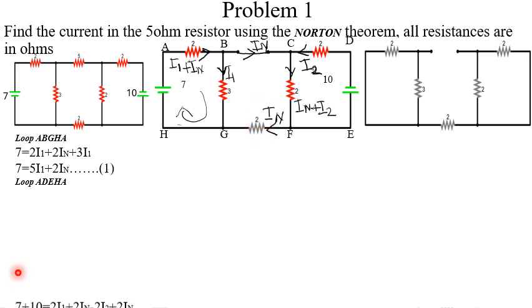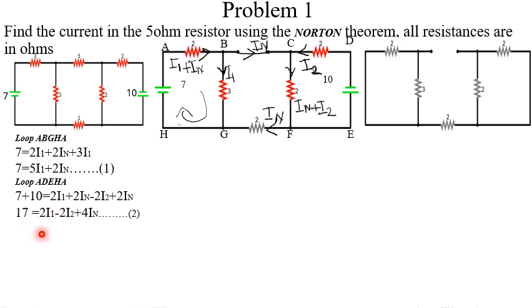So it now becomes 7 plus 10 is equal to 2I1 plus 2In minus 2I2 plus 2In. Do you understand why it's minus? Because we are going in the clockwise direction, and it's against our flow, going the opposite direction, that's why we minus it. Simplifying this equation, we get 17 is equal to 2I1 minus 2I2 plus 4In.